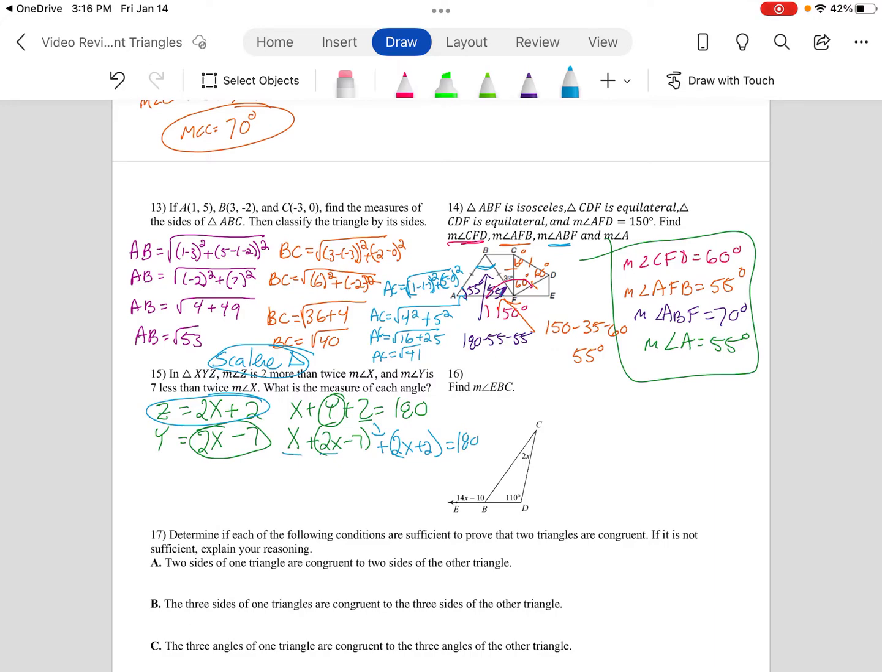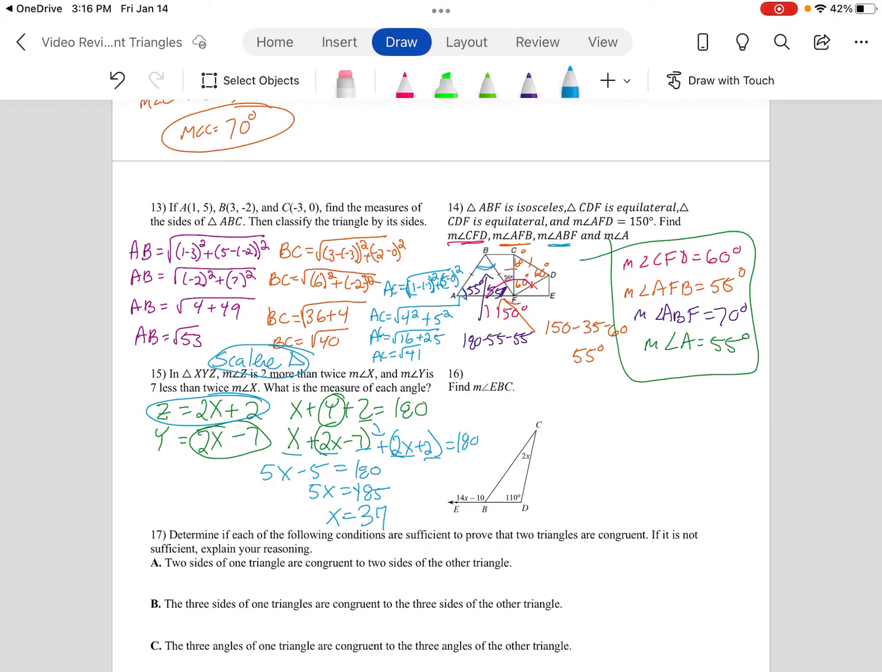So I go through X, 2X, and 2X. It's going to be 5X. Negative 7 plus 2 is negative 5, is equal to 180. 5X is equal to 185. X is equal to 37.